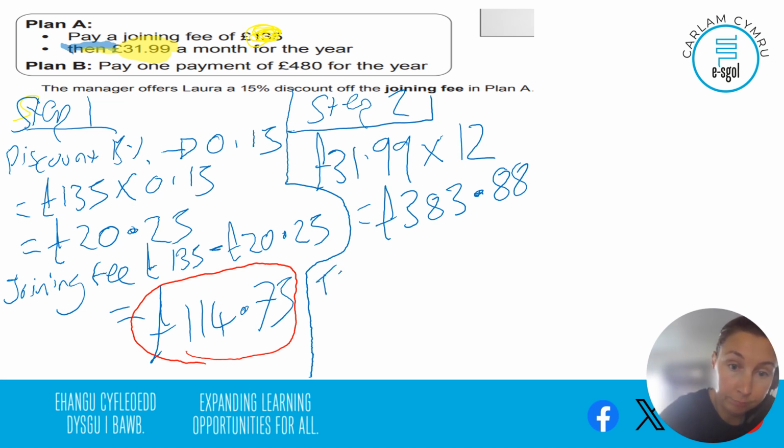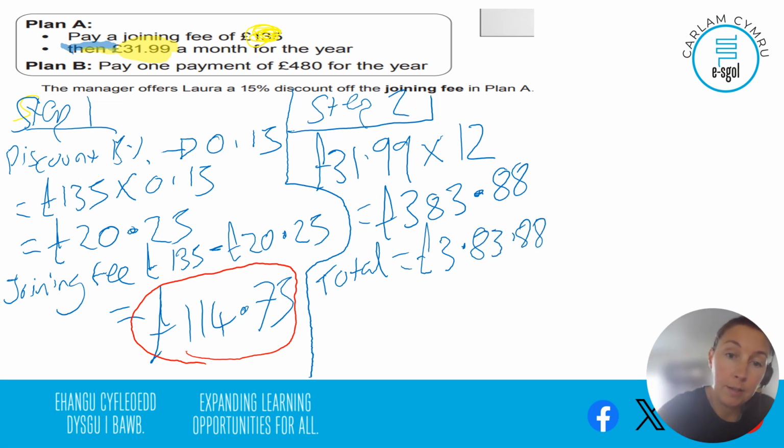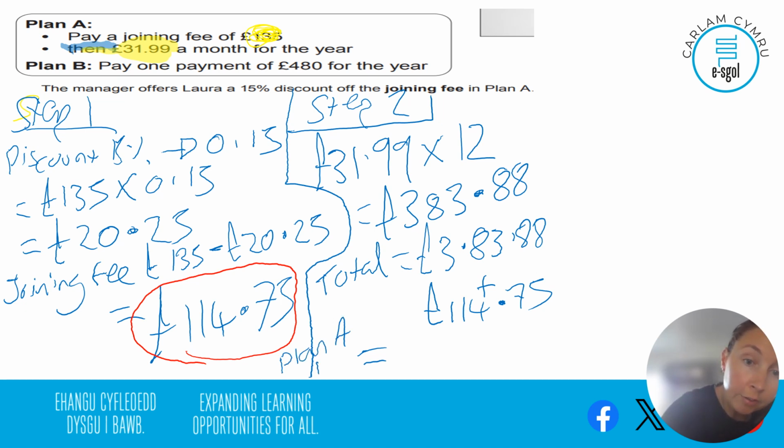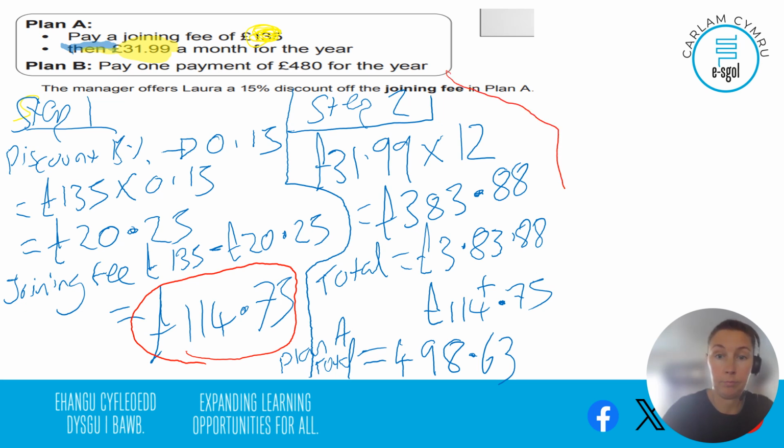So total for plan A is £383.88 plus the joining fee of £114.75. Don't forget the pound sign. And now you can use your calculator. The total, so if I put plan A total here, remember to label clearly. My calculator tells me it's £498.63. That's step 2.